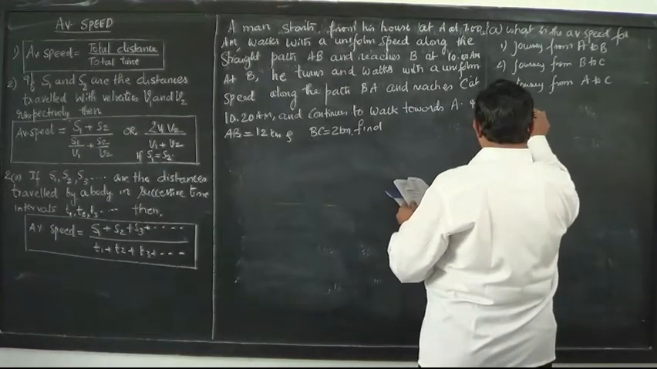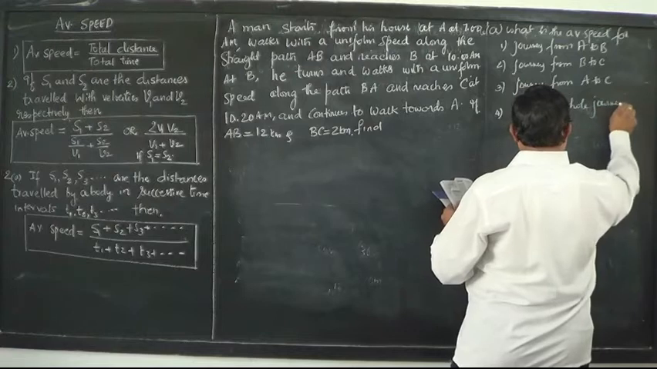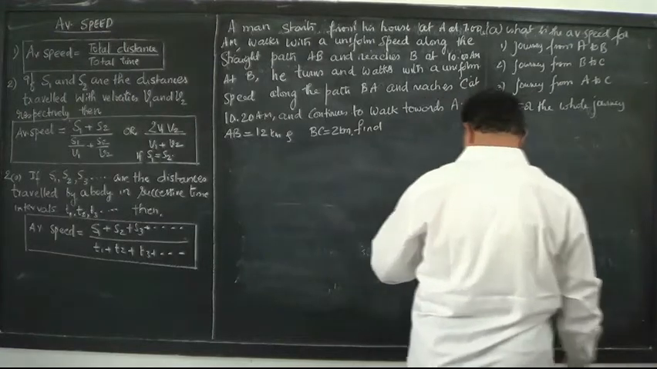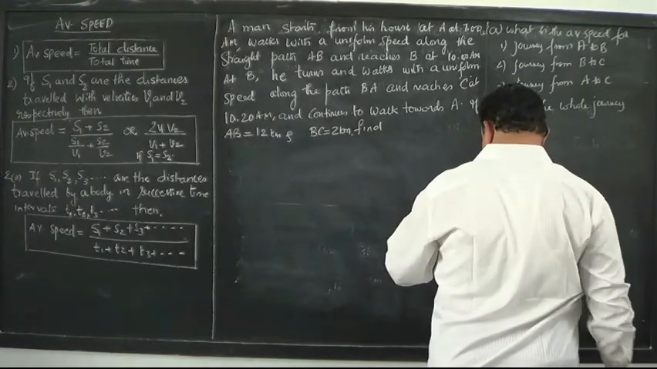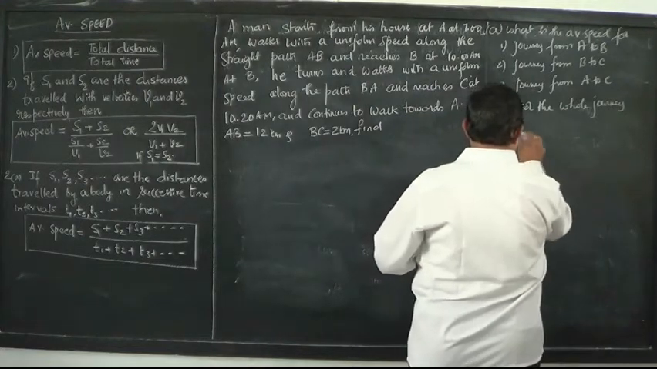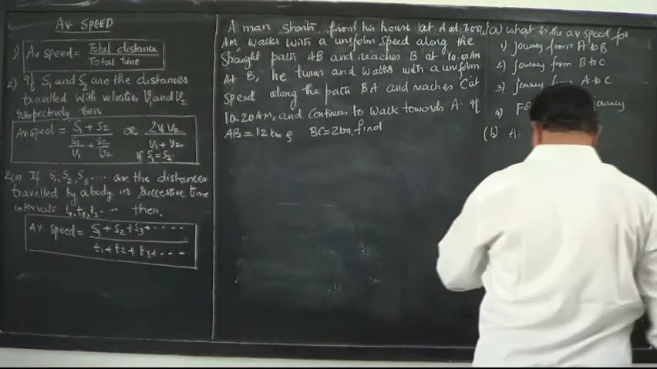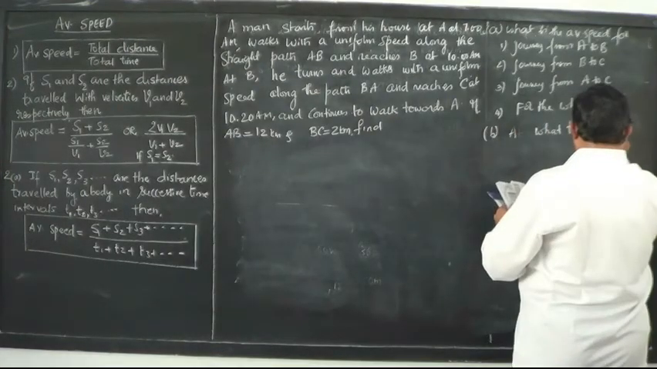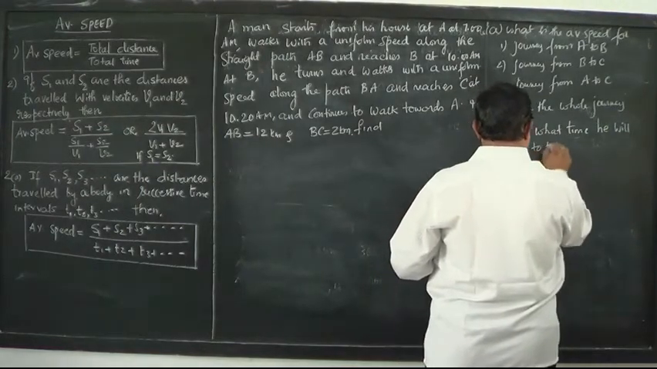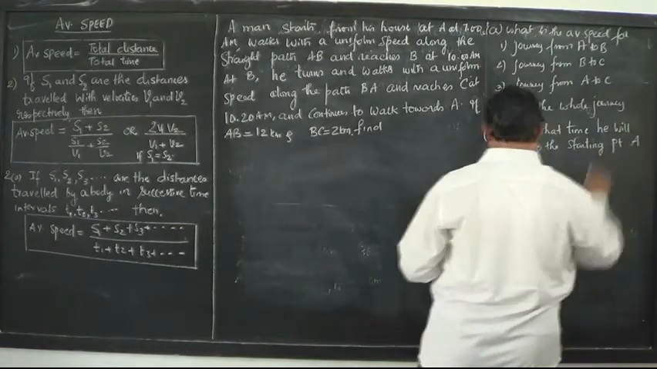Number four, for the whole journey. Now, next item B. At what time will he return to the starting point A? He will return to the starting point A.